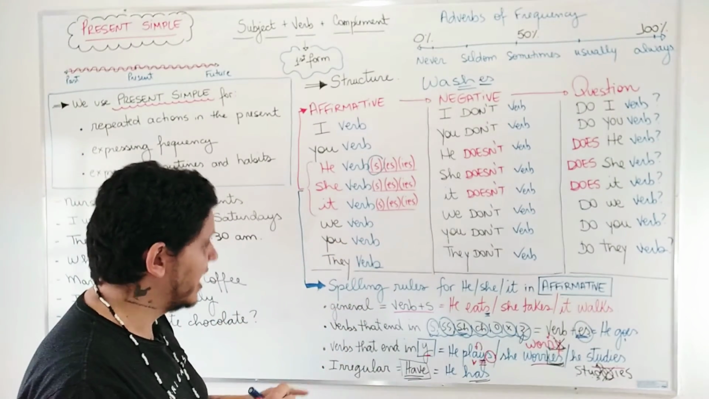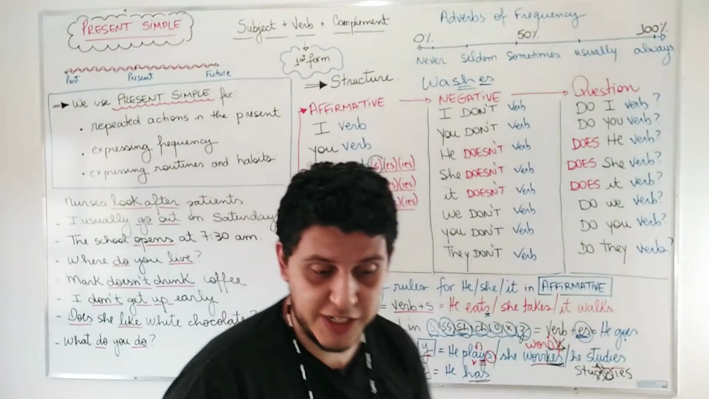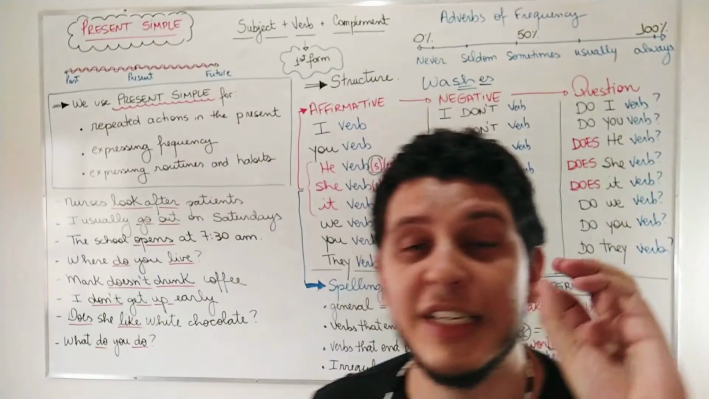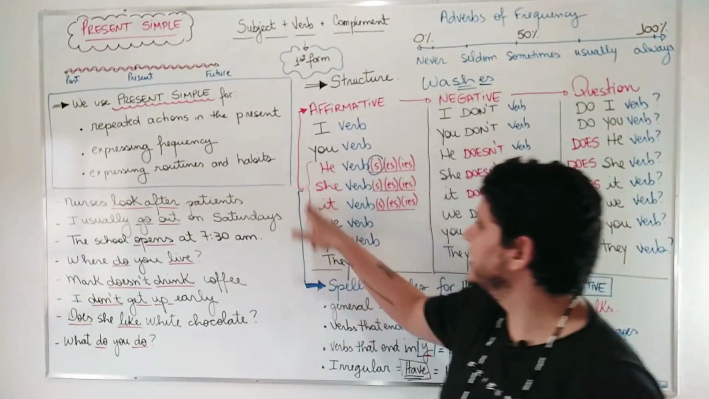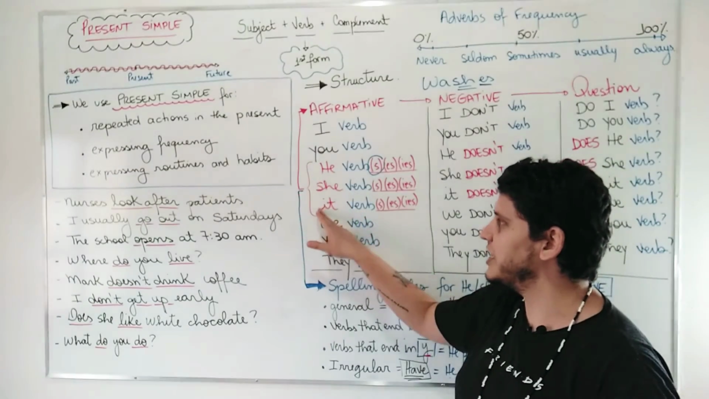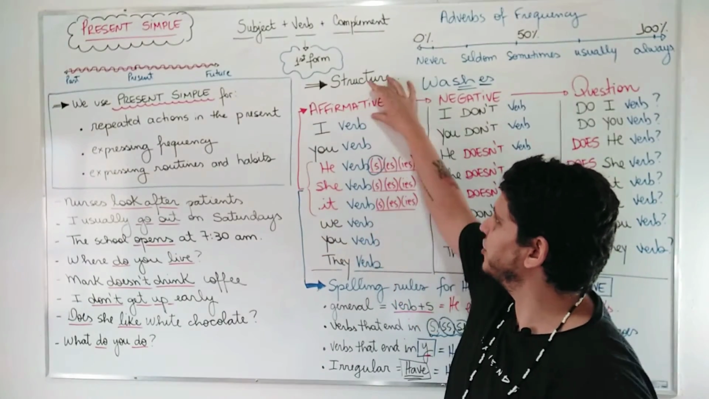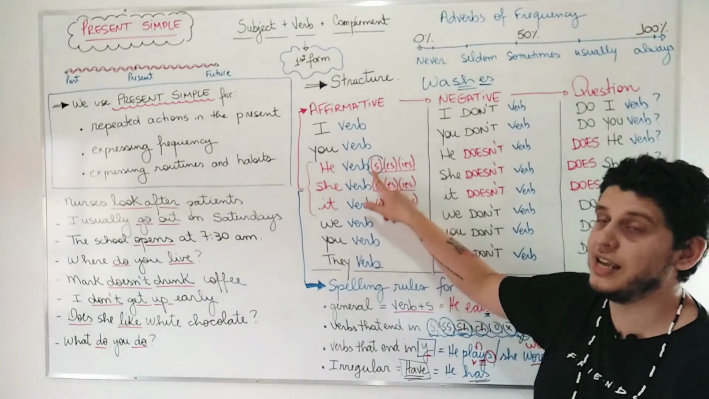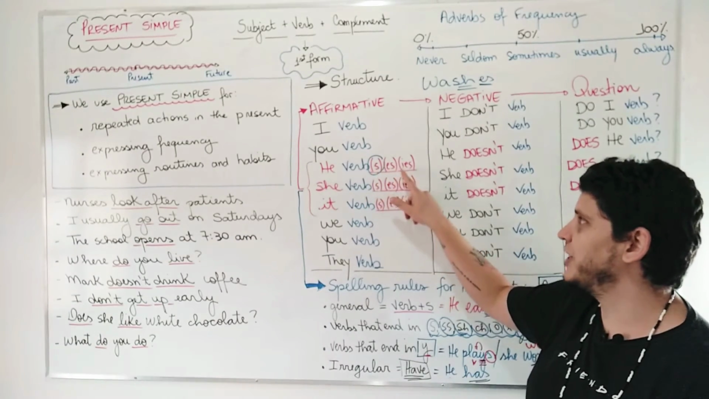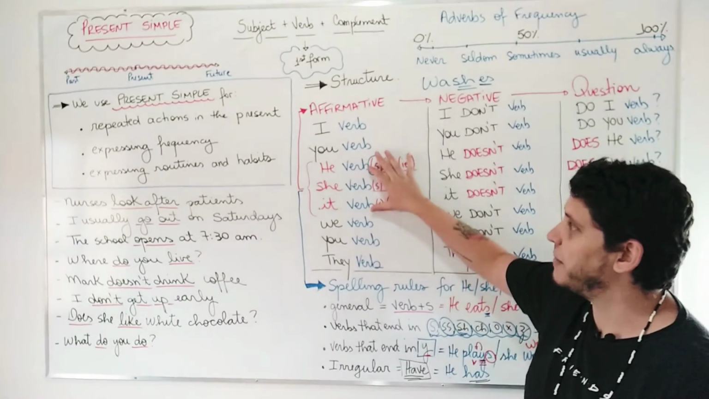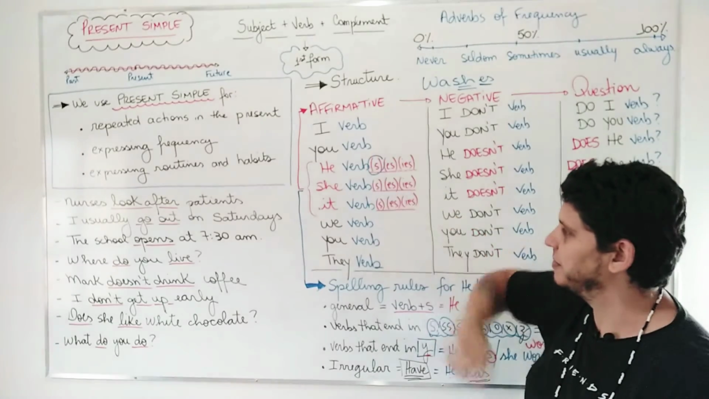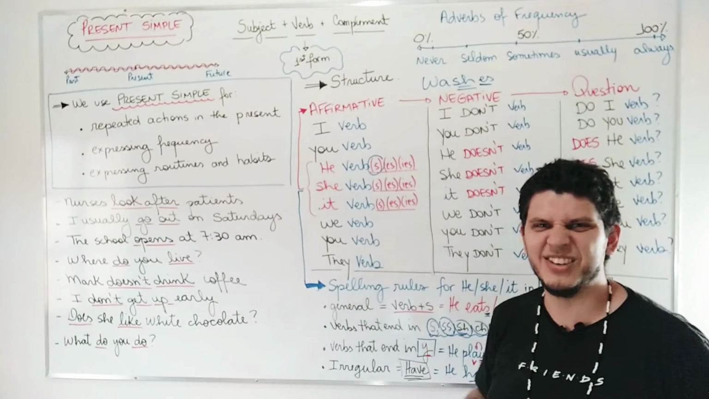All right? So what we have learned so far is that every time you have third person in the singular, he, she, it, the verb in the affirmative brings an S at the end, an ES or an IES. It really depends on the verb. Okay? I think this is okay.